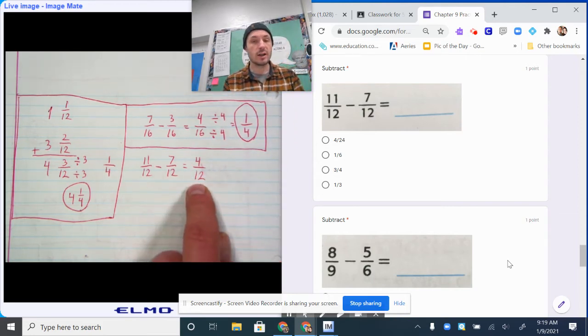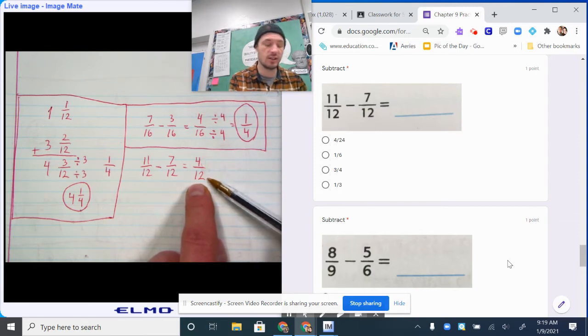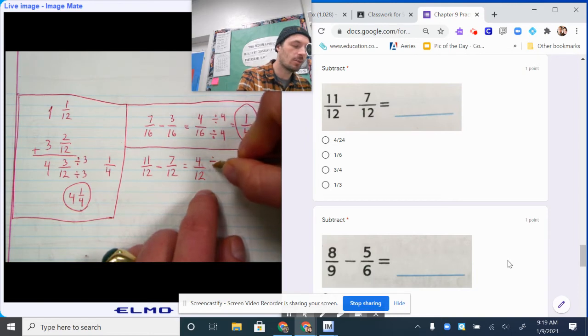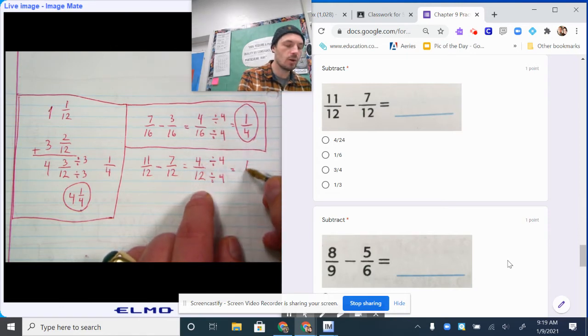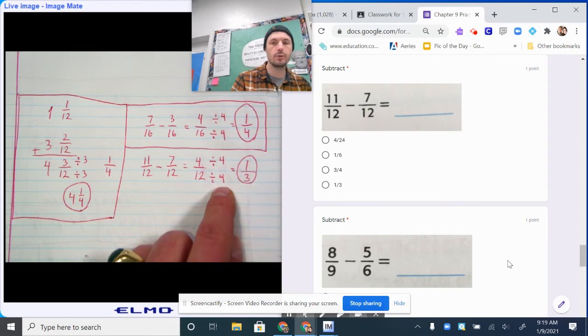And I know this fraction can be simplified because I know 4 can fit evenly into 12, and I know 4 can fit evenly into itself. So 4 has to be the greatest common factor. So I divide 4 and 12 by 4. 4 divided by 4 is 1. 12 divided by 4 is 3. And the answer is 1/3.